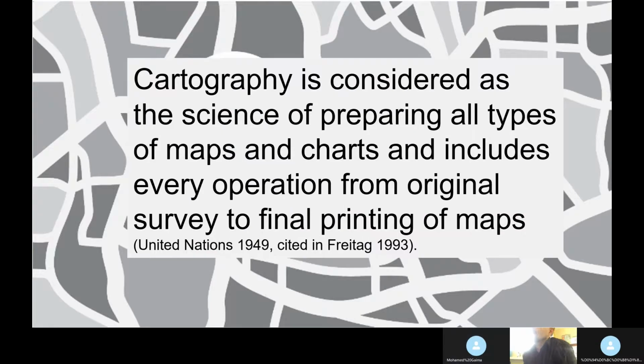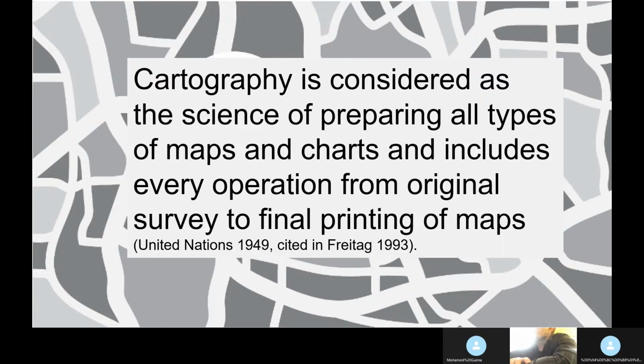Cartography is considered a science of preparing all types of maps and charts, and includes every operation from original survey to final printing of maps. This is an example of United Nations text.